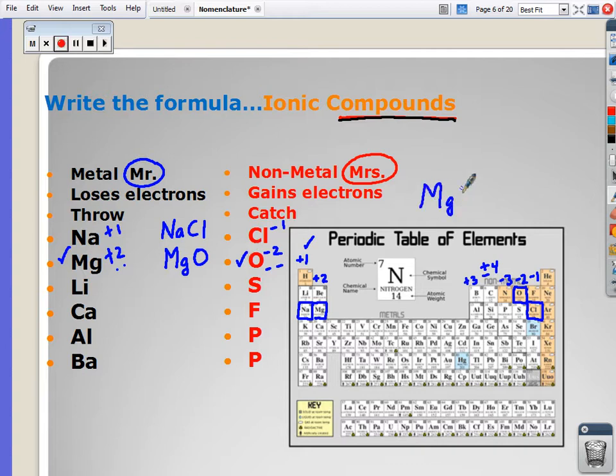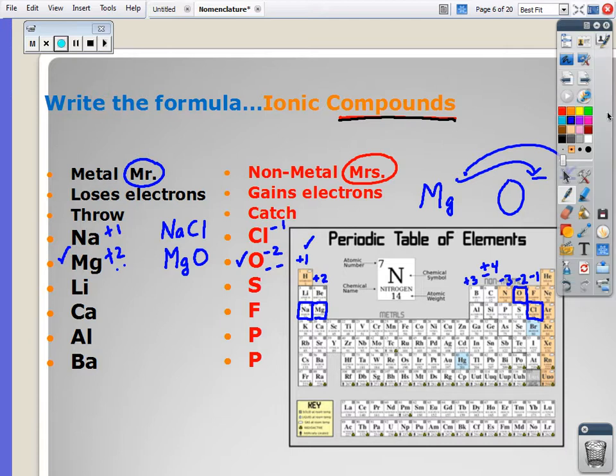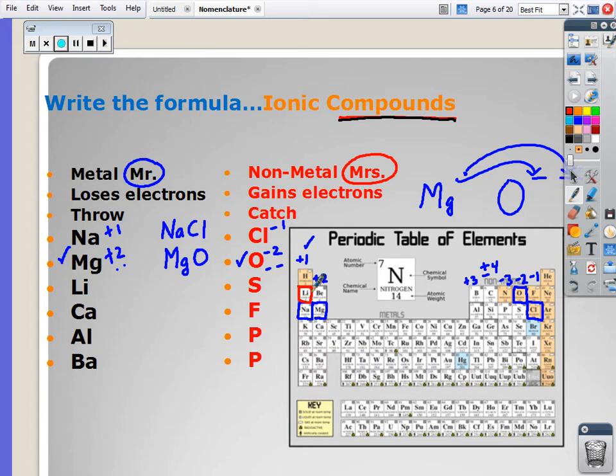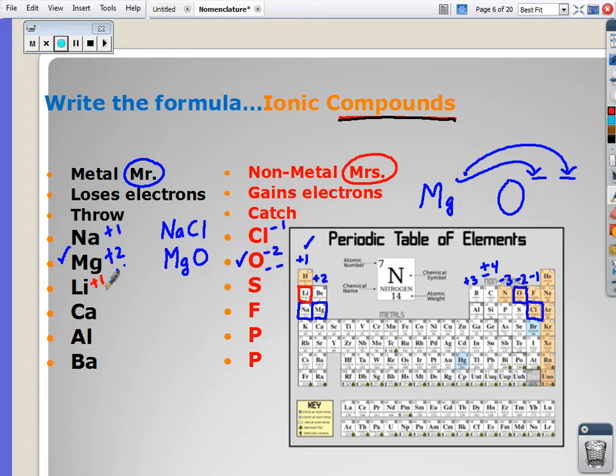Mg throwing 2 balls, oxygen has 2 mitts out. Magnesium throwing, oxygen catching, and it's equal. You see 1 Mg and 1 O. Let's look at lithium and sulfur. Let me use a different color. Lithium's here. It's in the +1 column. Sulfur's in the -2 column.